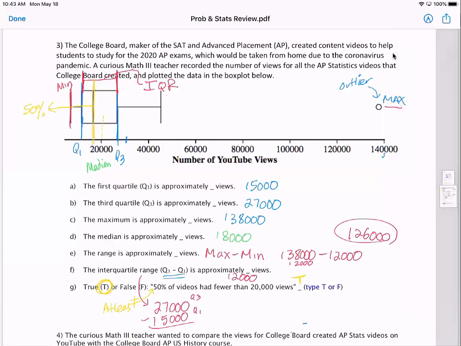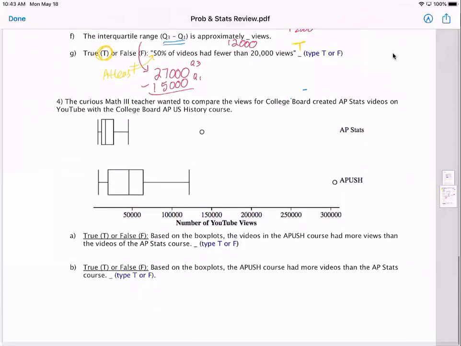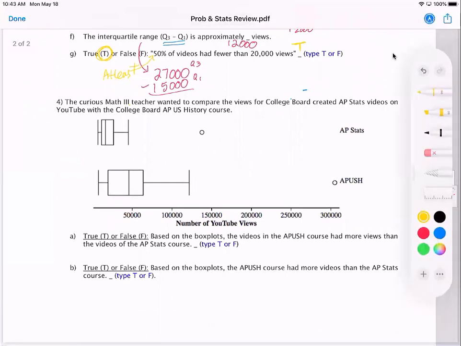All right. Using the same data, the curious Math 3 teacher wanted to compare the views for the College Board created AP Stats videos on YouTube with the College Board AP US History course on YouTube. So this data that we have right here is the exact same data that we had above. Now the box plot looks a little different just because it's more condensed because the scale changed, but it is the exact same data as the question above. But now we have APUSH information. And these are just two true and false questions to make sure you can read box plots.